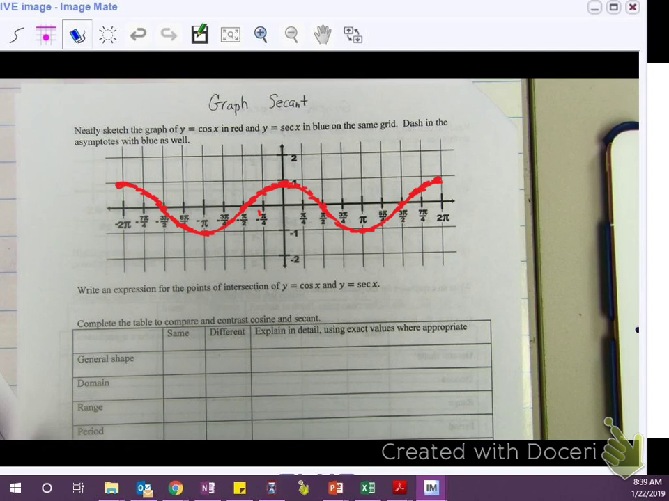Now we want to draw secant in blue. Based on what you saw about cosecant, what do you think is going to happen? The asymptotes are going to be where cosine is 0, right? So everywhere, whoops, that's not right. Everywhere that cosine is 0, those are our asymptotes.